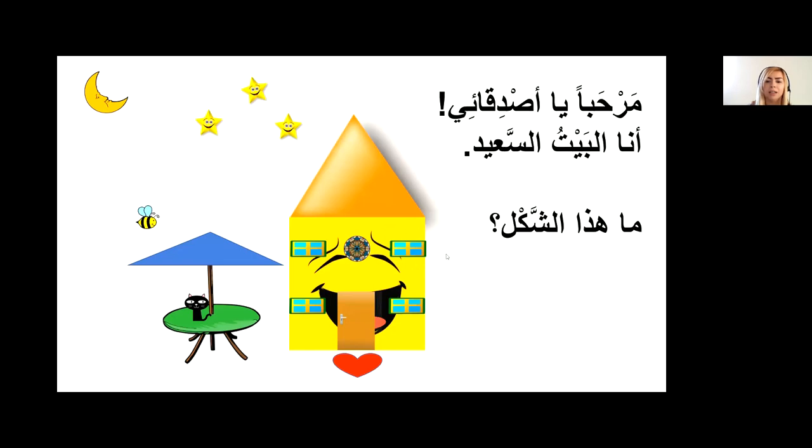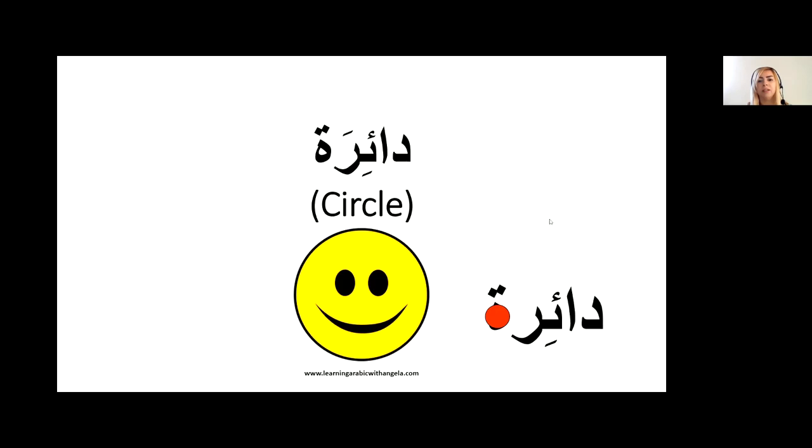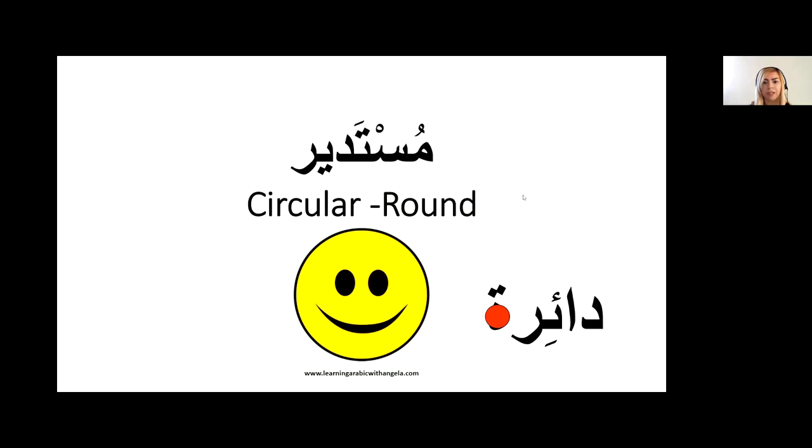ما هذا الشكل? هذا مستطيل, مستطيل. This is a rectangle. ما هذا الشكل? الباب, الباب مستطيل, أحسنتم. ما هذا? هذا قلب, أحسنتم. وما هذا? هذا مثلث, أحسنتم. وما هذا? هذا بيضوي. أحسنتم, رائع. I think we've covered everything. So remember, those that end with the round T are feminine, like دائرة أو نجمة.